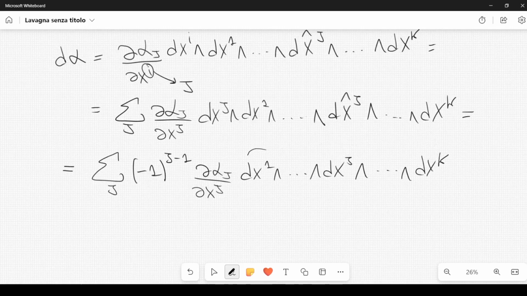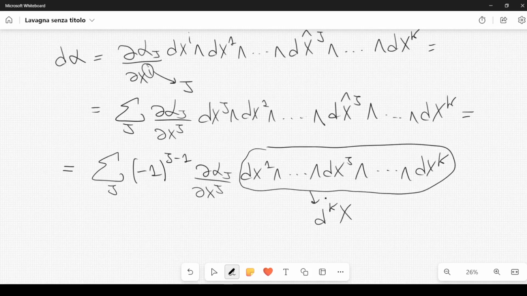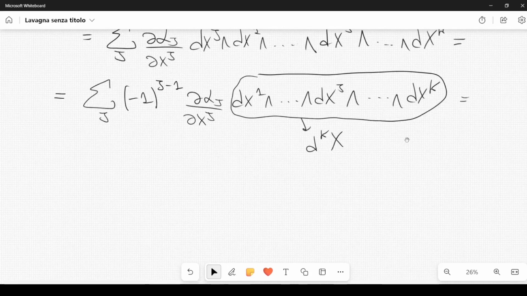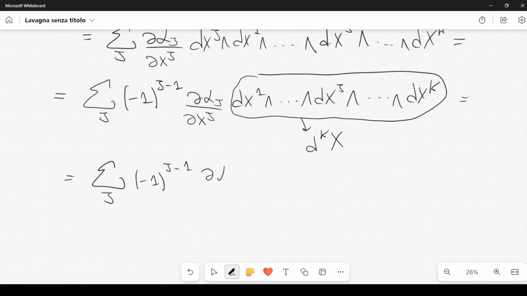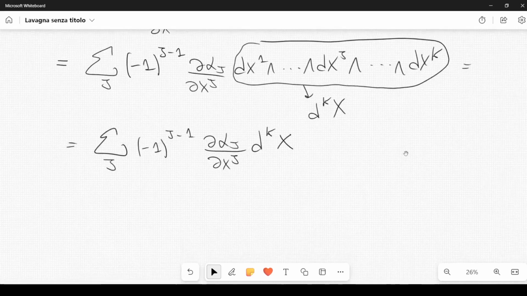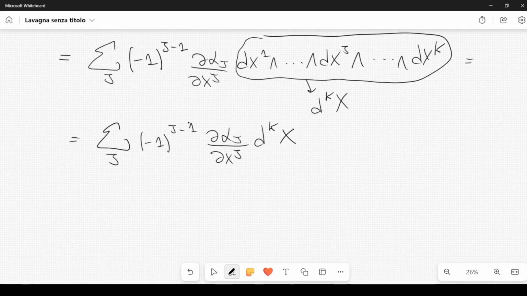And it will be more convenient now to rewrite this as the differential dᵏx. So this is just a definition for now. It will help us save some ink without needing to write the entire expression. So this also means that we have to sum over j, -1 to the power j-1, dαj dxj dᵏx, like this.